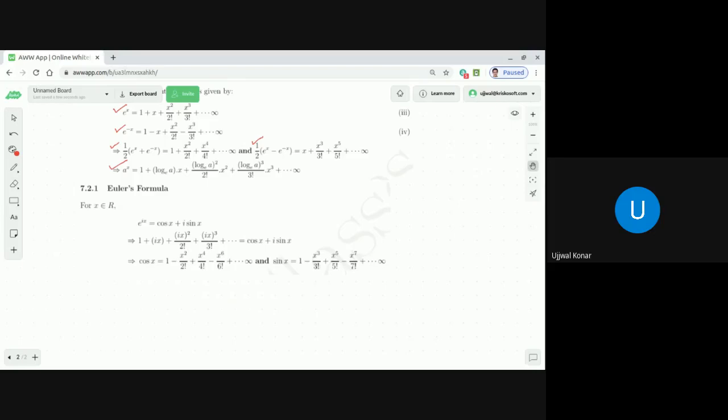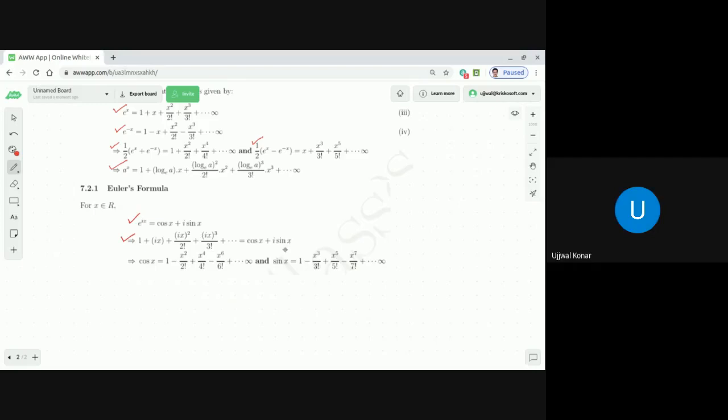Here i is the imaginary number. Cos x plus i sin x is a complex number with real part cos x and imaginary part sin x, for any x belonging to R, the set of real numbers. Now, we just learned the formula of e power x, that is 1 plus x plus x squared by factorial 2 plus x cubed by factorial 3 and so on. Instead of x, we are writing ix. Then what can we write? We can get this, which is equal to cos x plus i sin x.